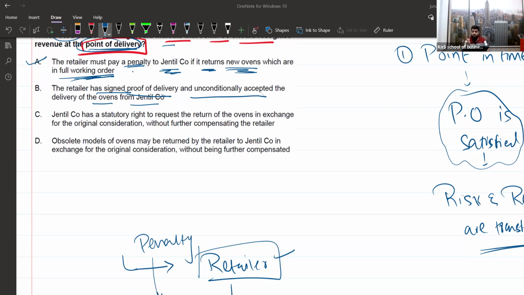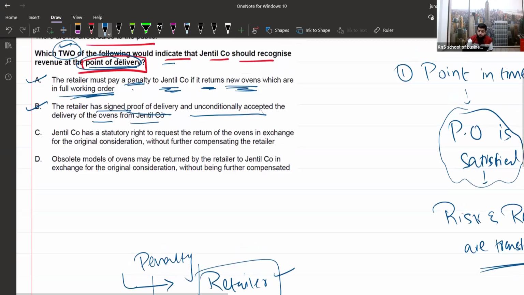Because, as Renuka correctly answered, the risk and rewards are transferred. Everything is done. The goods are delivered and the retailer has accepted the goods. It means all the risk and rewards are transferred. So obviously we are going to recognize the revenue at the point in time.